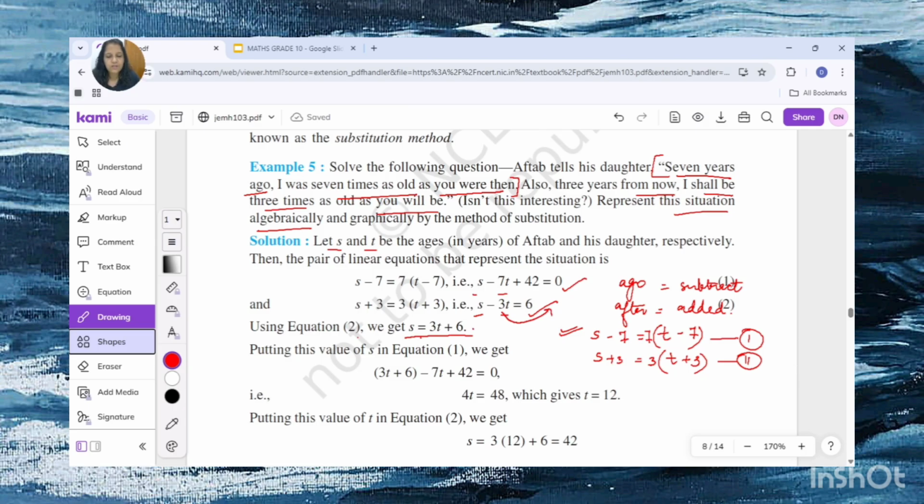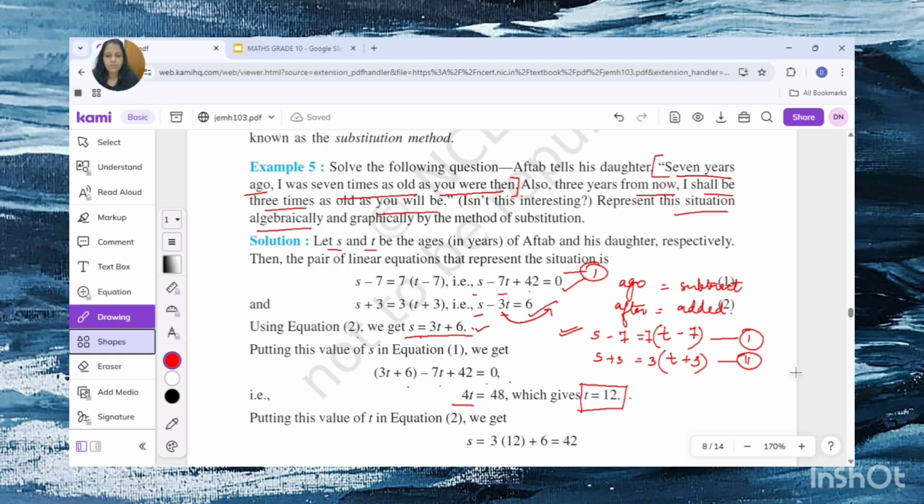Now substitute this equation in equation number 1. This is our equation number 1. So we are going to substitute this value in equation number 1. So 3t plus 6 minus 7t plus 42 is equal to 0. Now solve it further in order to get the value of t. And the value of t that you are going to get is 12.